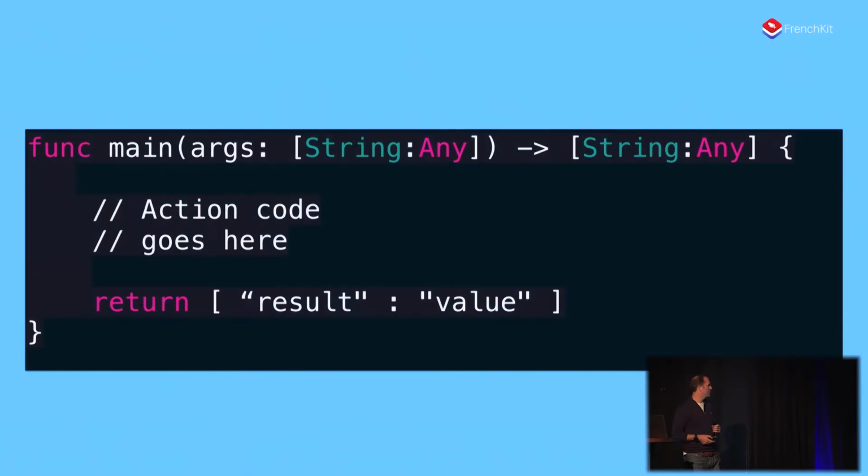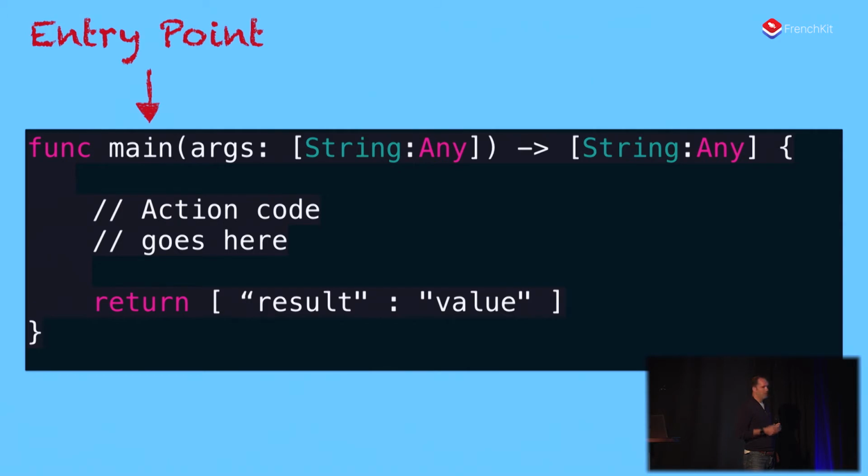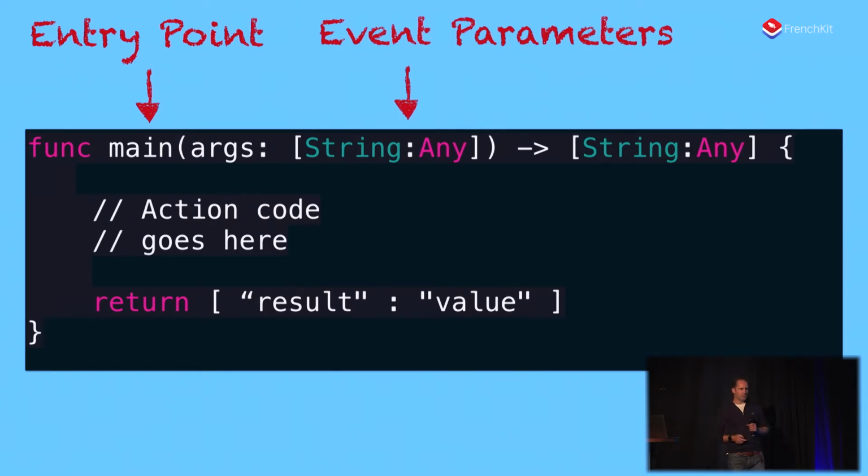So, like any example, let's start with Hello World. So this is how you start to build an action. The first thing you do is you have your function call, which is just main. So all serverless actions are just a main function. You have a string any dictionary, which is your incoming parameters. And you return a string any dictionary. So very simple inputs, outputs of string any dictionaries, and every function you implement is main.